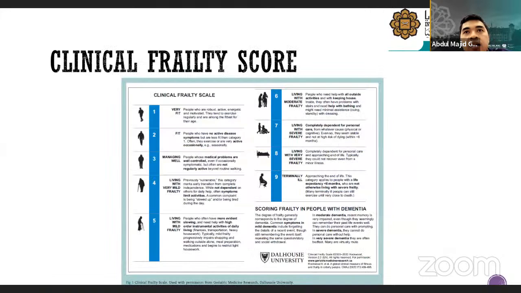So this is the second scale, which is the clinical frailty scale score. It is based on the condition of the patient. So score 4 starts to be frail: 4 to 9 is frail, 1 to 3 is normal. So this can be used easily in the clinic if you see the patient, because it is already suggested that it can be used even by a normal doctor in the clinic.